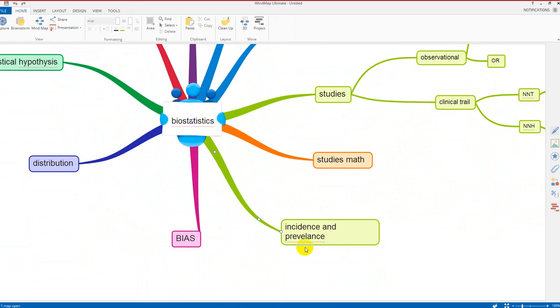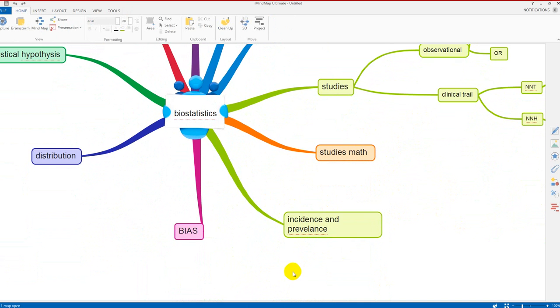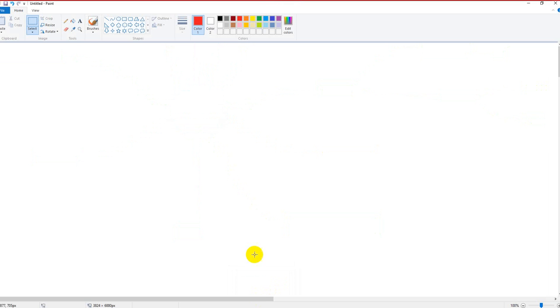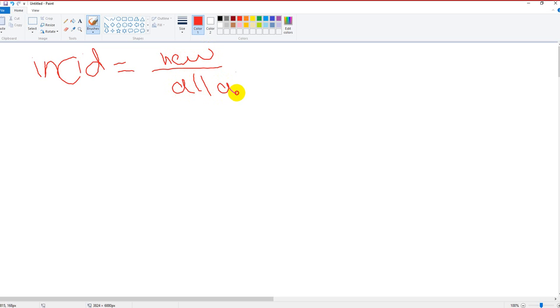Now the incidence and the prevalence. What's the incidence? Incidence is the new cases in a population. Excellent. Like I'll give you a case. There is a tricky question that comes to me about those simple topics. The incidence is the new cases over all at risk. This is very important, at risk.